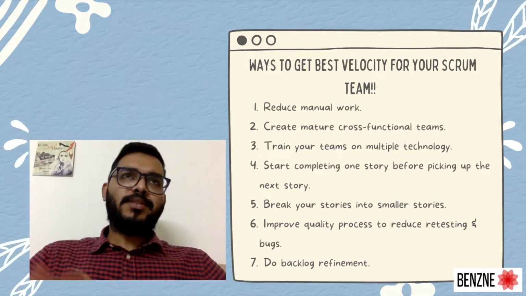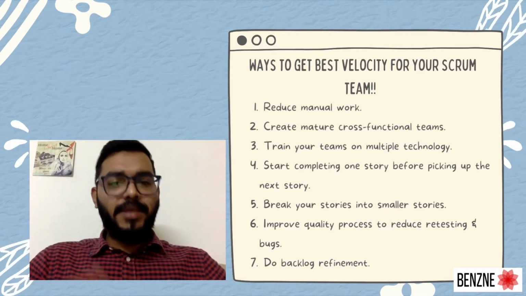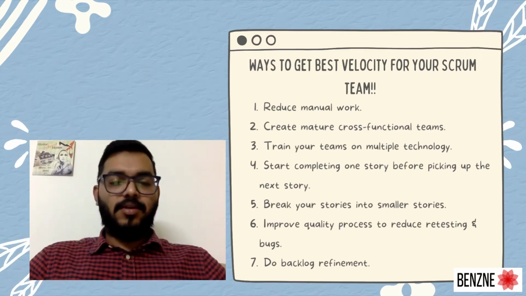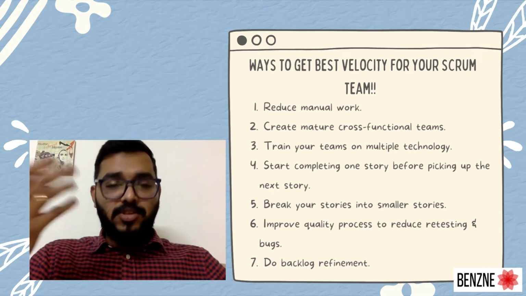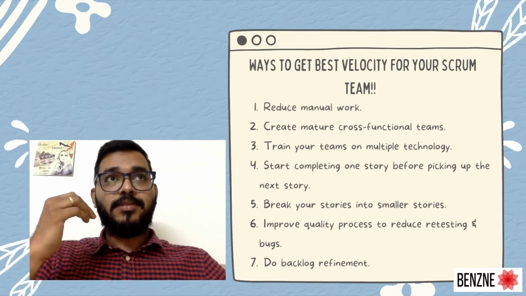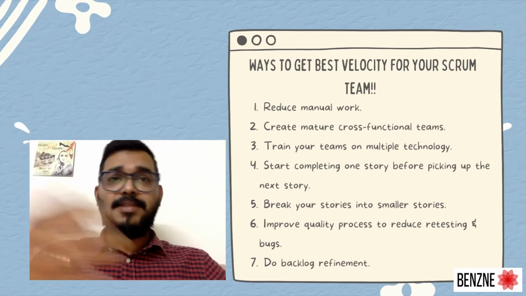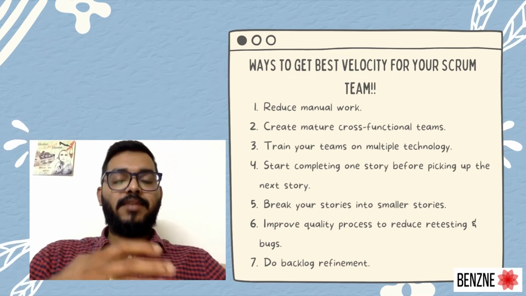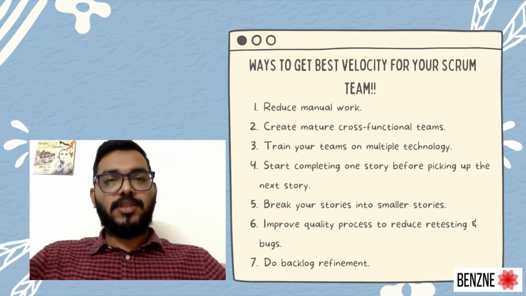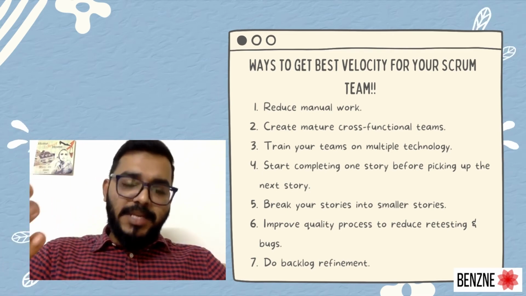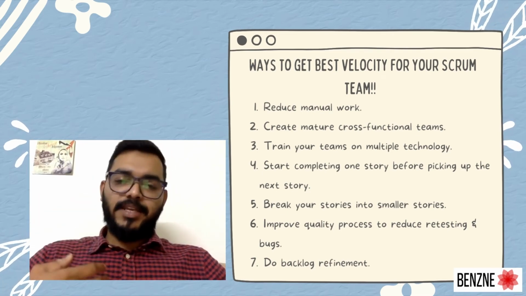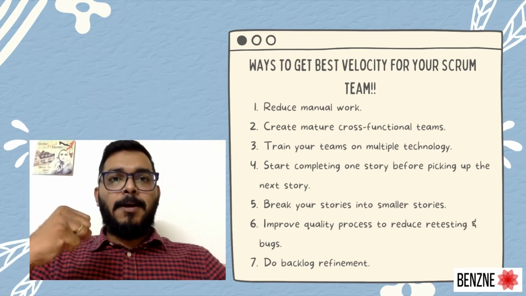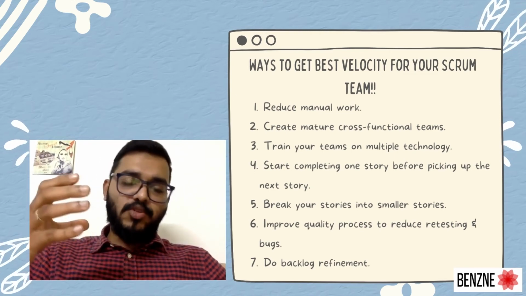The first one is reduce manual work, bring in automation testing and DevOps to continuously deploy finished work. Create mature cross-functional teams so that this will help in reduction of dependencies. Train your teams on multiple technologies so that they can finish their work without depending on someone else. Start completing one story before starting the second story so that there's no spillover into the next sprint. Break your stories into smaller stories.